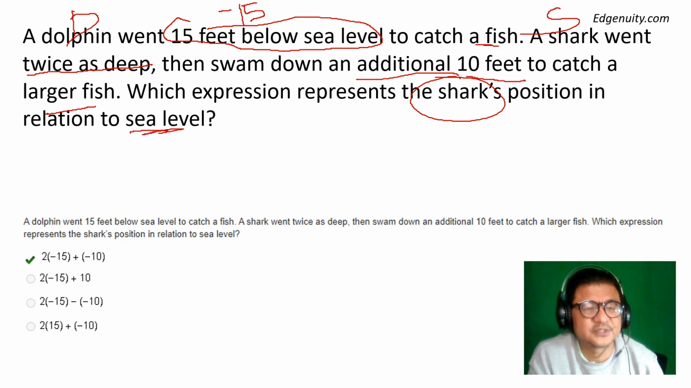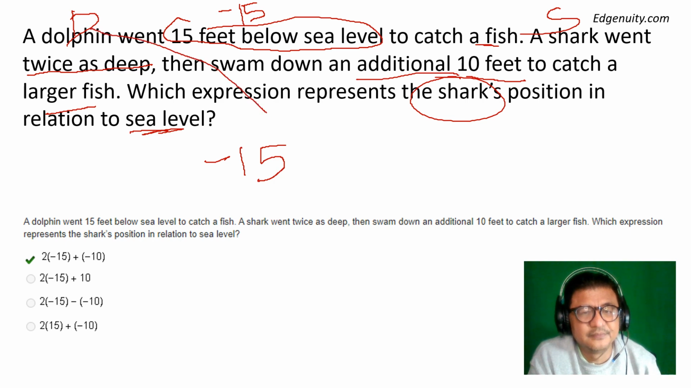Which expression represents the shark's position in relation to the sea level? All right, so let's start with the dolphin. We know the dolphin has a negative 15. Okay, this is the dolphin. The shark went twice as deep. So this dolphin's dive is multiplied by 2. All right, are we good? Okay, next.